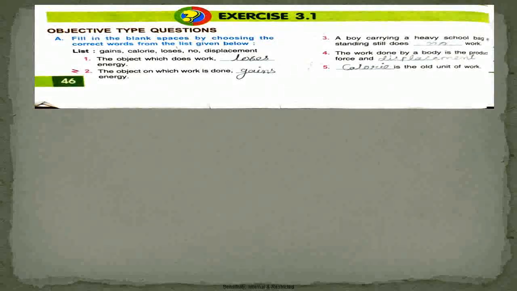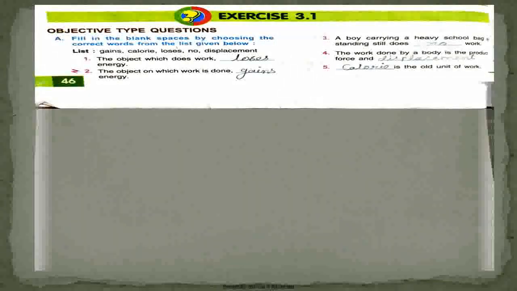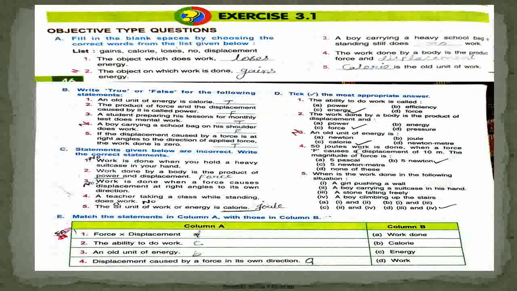Fourth one, the work done by a body is the product of force and, yes, displacement, F into S. So the answer will be displacement. Fifth one, dash is the old unit of work. So calorie is the old unit of work. Okay, so the answer will be calorie.